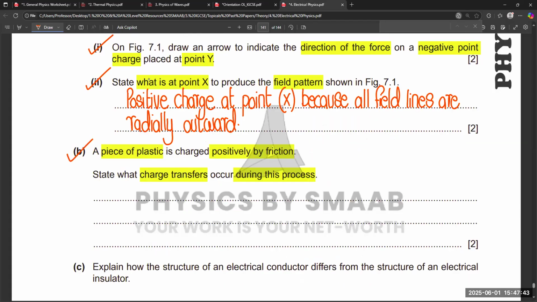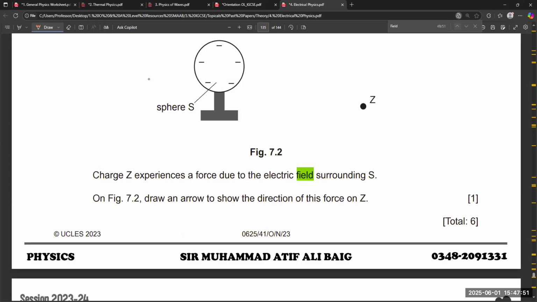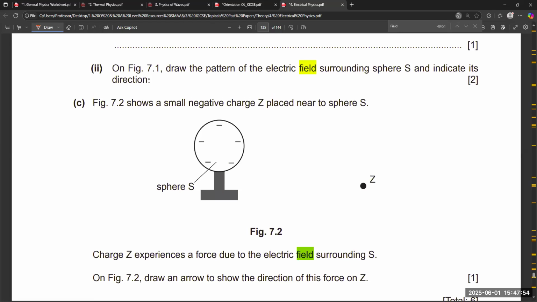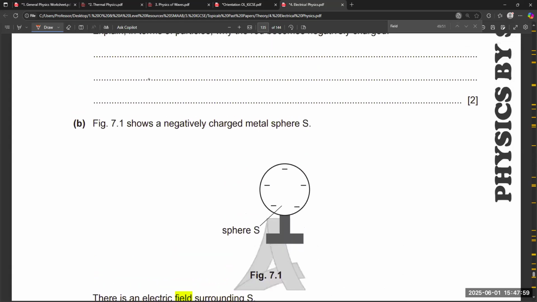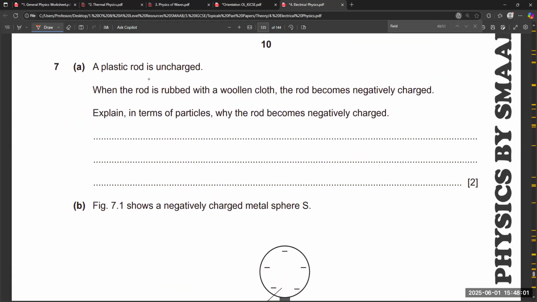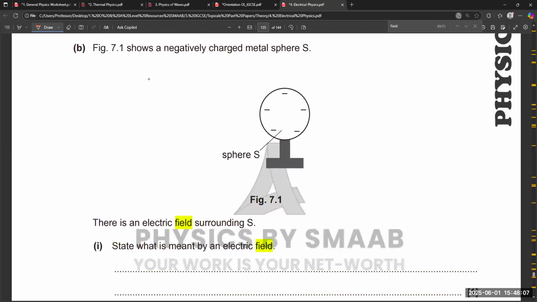And in the same way, if you search for the concept of electric field in your past papers, this is another question. Ignore the first part because that is about the transfer of charges on the surface only. From B part, figure 7.1 shows a negatively charged metal sphere S. There is an electric field surrounding S. So what is meant by electric field?